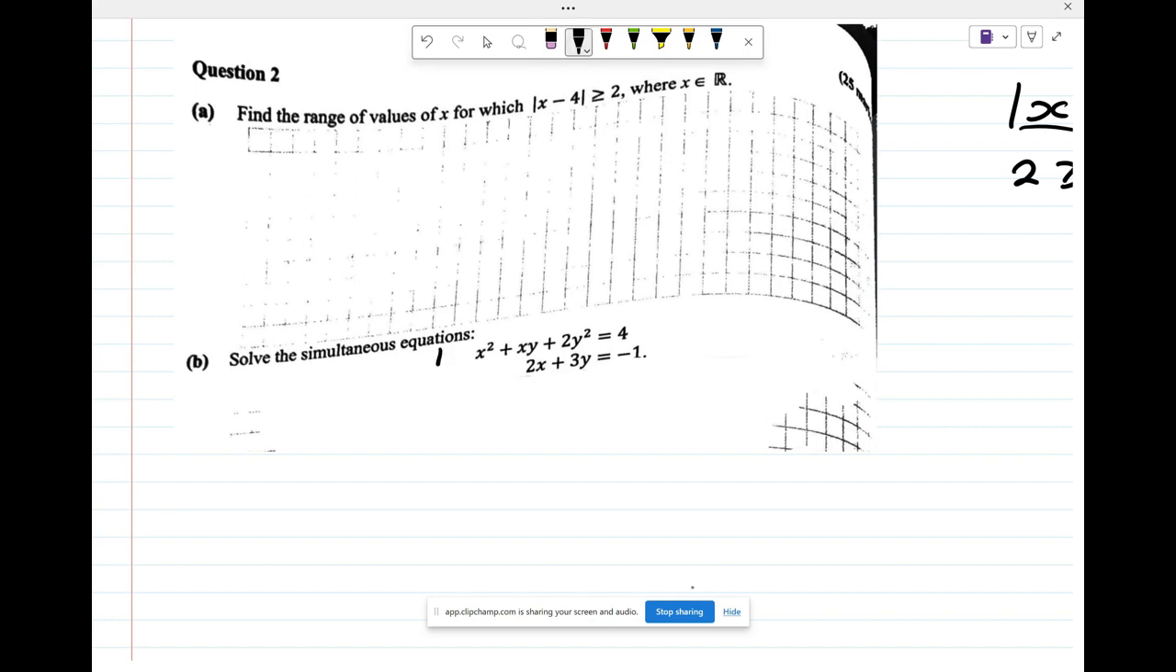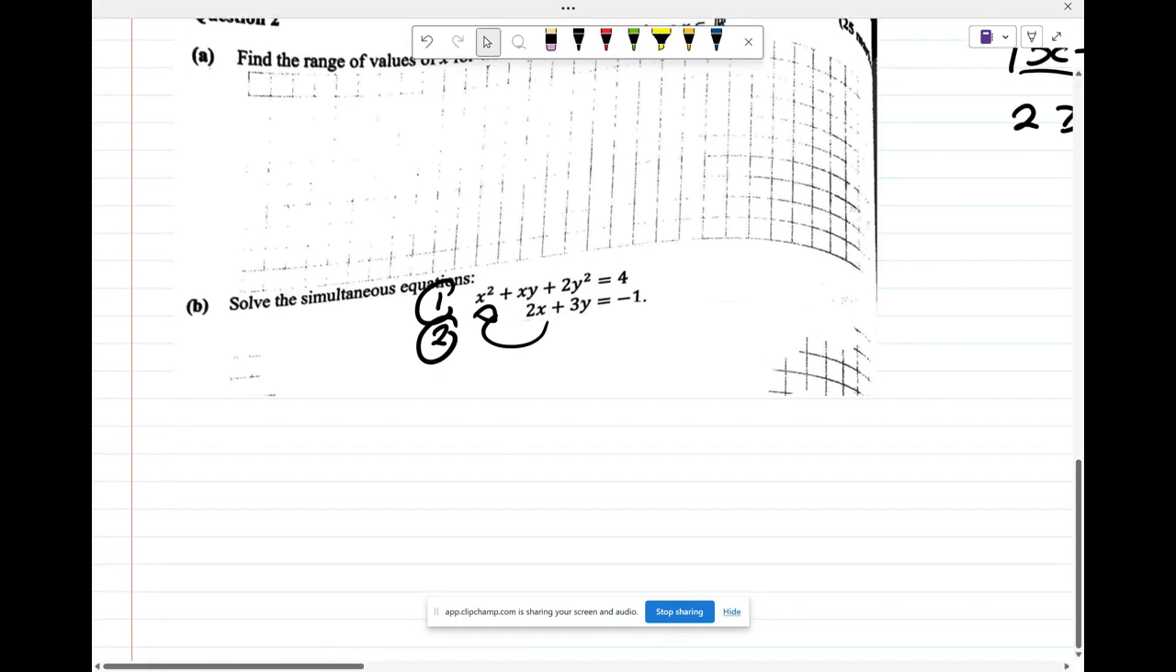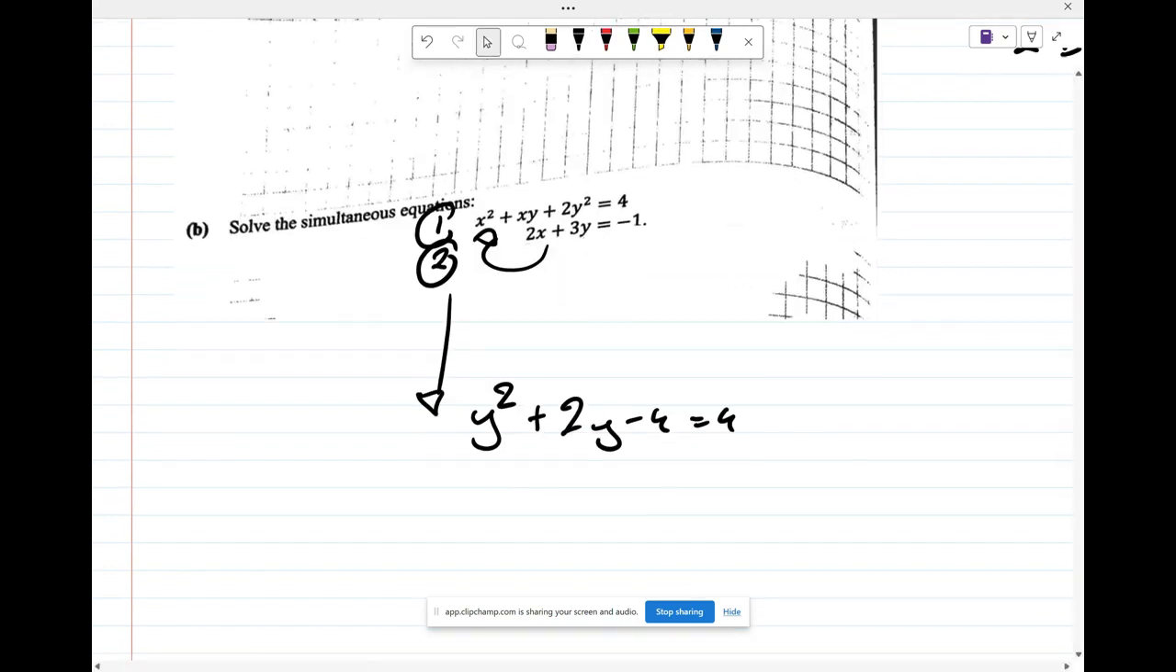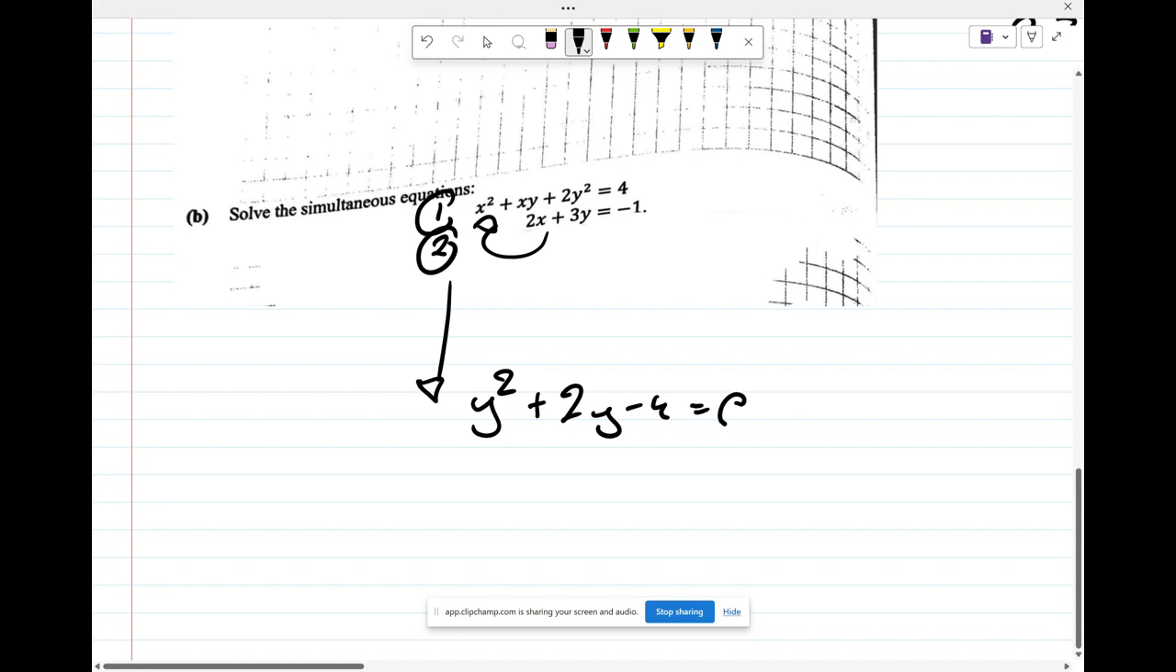What we're going to do is still number them 1 to 2. Always take the easiest equation, find x or y on its own, and sub back into your tough equation. Go all the way down. We're going to get a quadratic in y: y squared plus 2y minus 4 is equal to 4, or equal to 0, say.